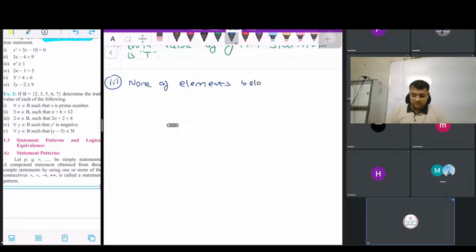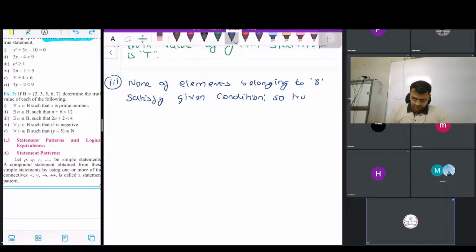None of the elements belonging to B satisfy the given condition. So, the truth value of the given statement is false.